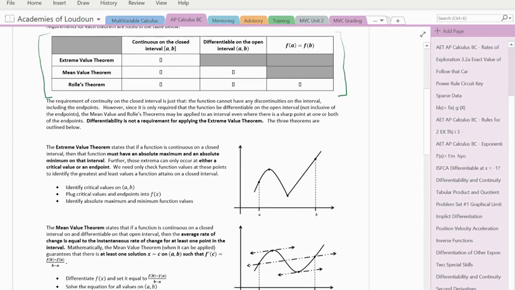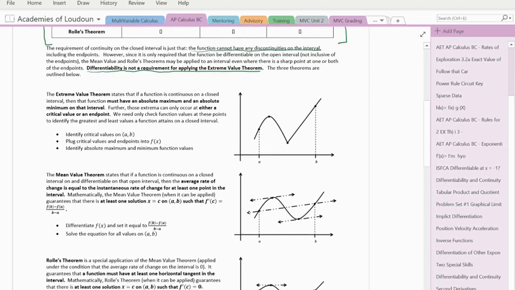So the requirement of continuity on the closed interval is just that. The function cannot have any discontinuities along the interval, including the endpoints. However, because it's only required that the function be differentiable on the open interval, not inclusive of the endpoints, mean value and Rolle's may be applied even when there is a sharp point at one or both of the endpoints. So this is a key point. Differentiability is not a requirement for applying the extreme value theorem.